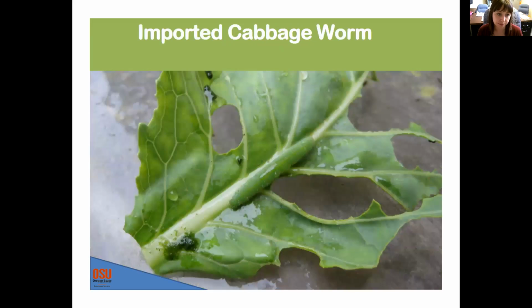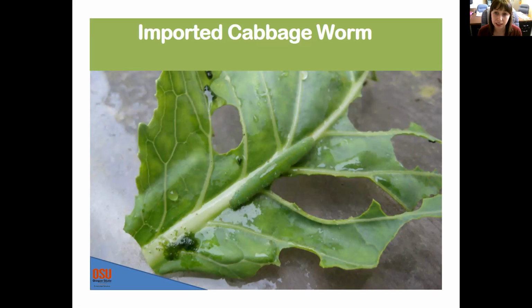So, imported cabbage worm. You almost can't see him in the picture. Do you see the cabbage worm? You see his excrement and you see his feeding damage, but he is right here. And caterpillars, which this technically is, can be some of the hardest to see in the garden because they do such a good job of camouflaging themselves. They want to camouflage themselves from birds and from us, so they can be really hard to see.